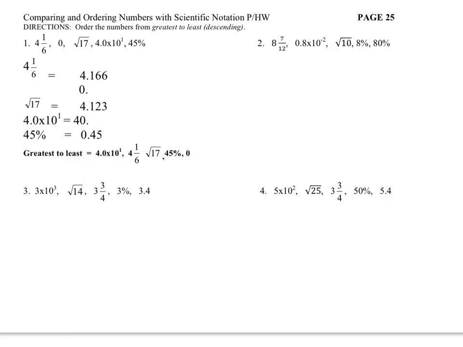Here are the solutions to page 25. So this time we are going in descending order, or we're starting out with the largest number and going to the smallest. Once again, we're going to still stack our decimals.